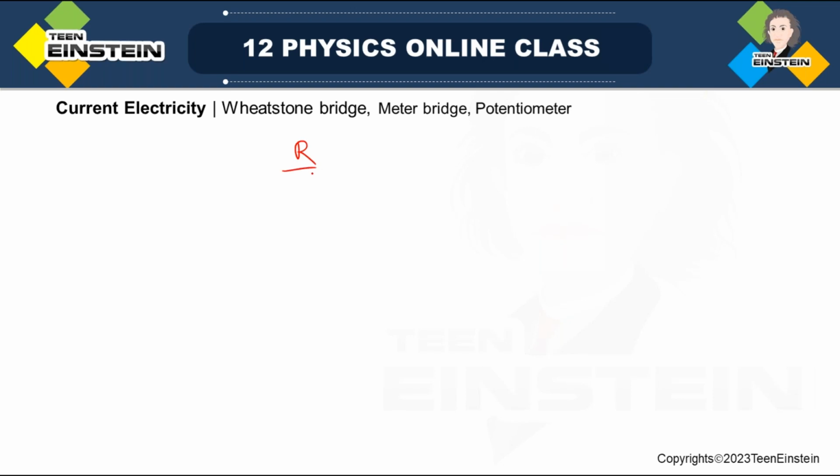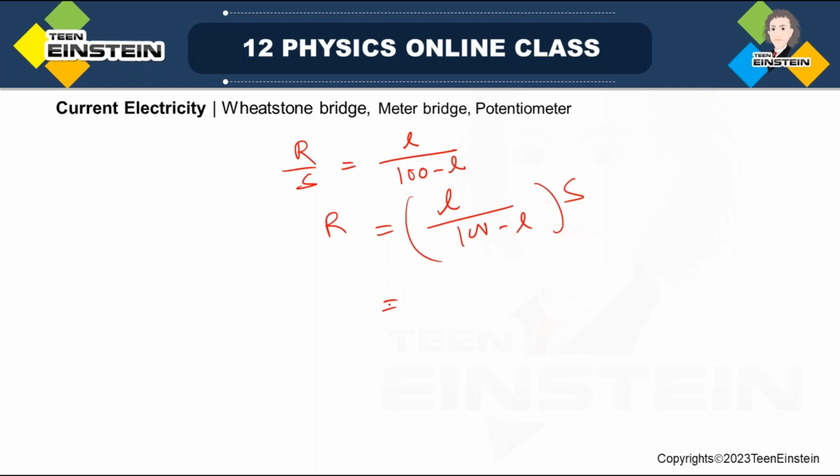So what we had got, R by S is equal to L by 100 minus L. Or R, suppose it is the unknown resistance, is equal to L by 100 minus L into S. S is the standard resistance. So this is actually the unknown resistance. This is the way we can use the meter bridge.